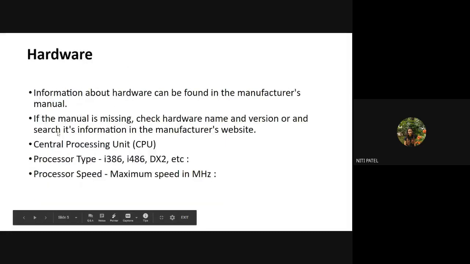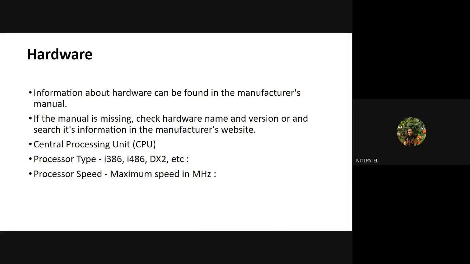Next, if it is hardware, what components of hardware do I need to check? Information about hardware can be found in the manufacturer's manual. When you buy a computer or any device, you always get a manual. It shows you how you're supposed to install, where you're supposed to plug in, and from where you have to plug out. Every detail is there. So one way is to follow that manufacturer's manual. If you do not get a manual, you can visit the website of that manufacturer. You will get all the details. So that is the alternative.